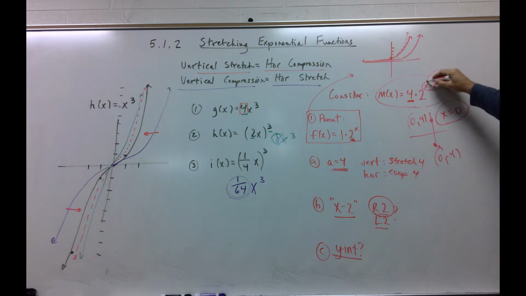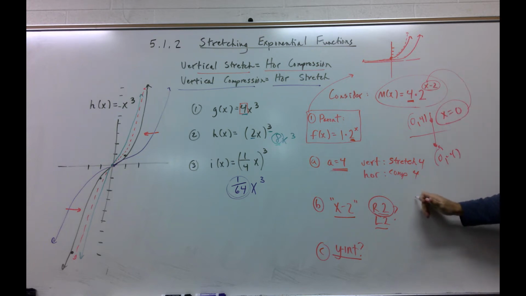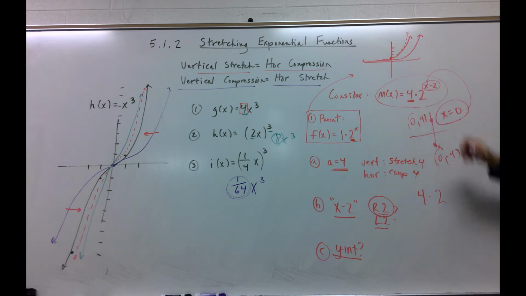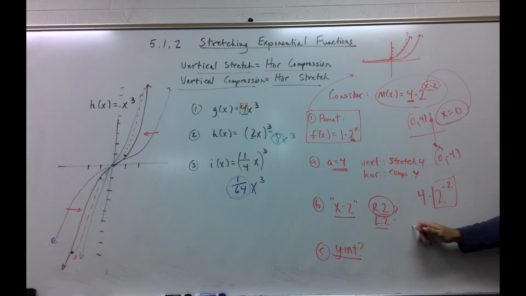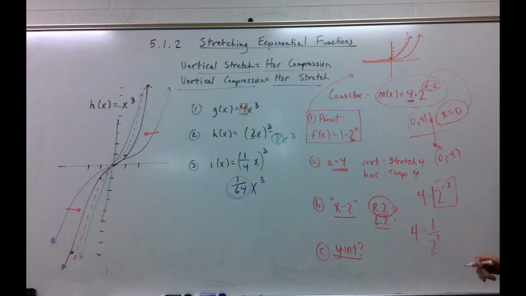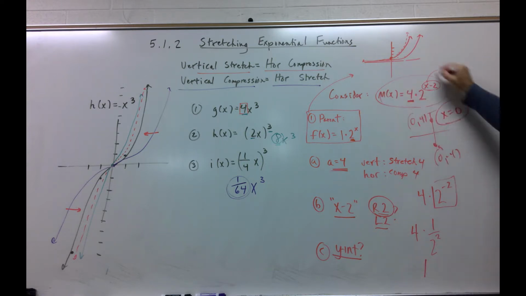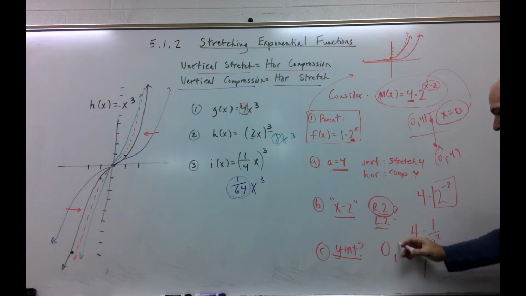So I put 0 in for x, so that gives me 4 times 2 to the 0 minus 2, which is negative 2. Now you've got to use some algebra 2 here. That's the same thing as 4 times 1 over 2 squared, which is just 4 times 1/4, which is just 1. So my y-intercept for this would be (0, 1).